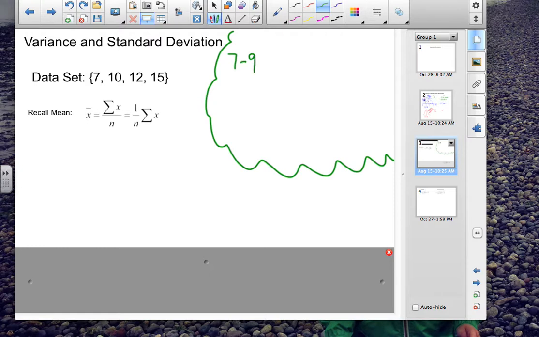Maybe I do 7, 8, 9, 10, 11, 12, 13, 14, 15. So I have the same amount of values in each one of these intervals. 7, 8, 9 has 3. 10, 11, 12 has 3. 13, 14, 15 has 3. There's one value from 7, 8, and 9. There are two values in 10, 11, 12, and there's one value in 13, 14, 15.